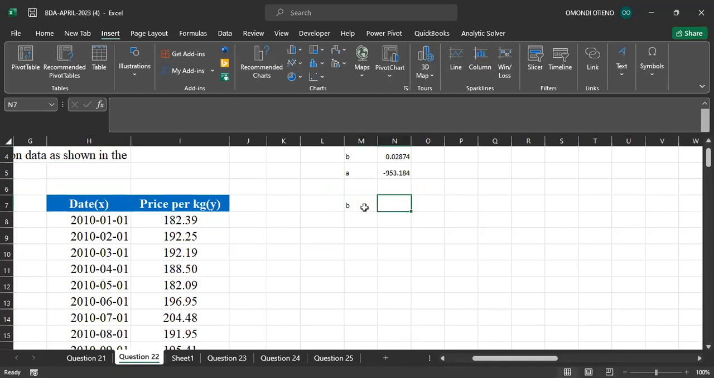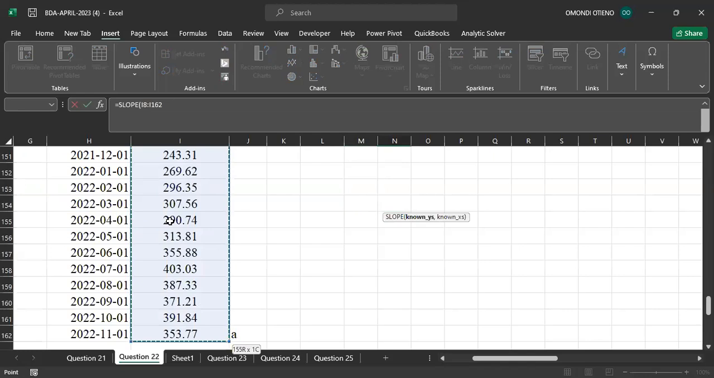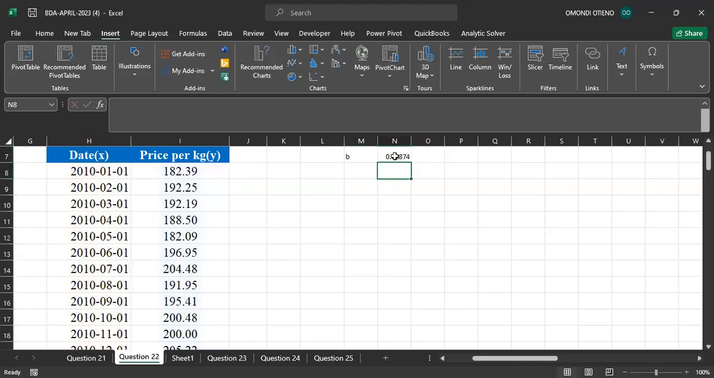B is the slope equal to slope. Known values of y, you select these values of y, comma, known values of x, you select. Remember here you don't include the title. So if you have selected the title, you start from the exact data. If you put it like that you get this.